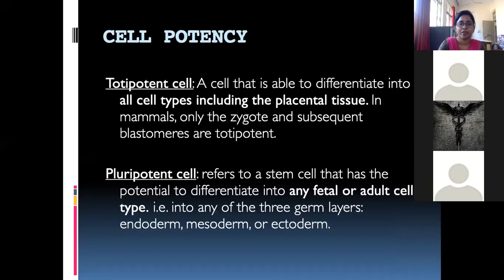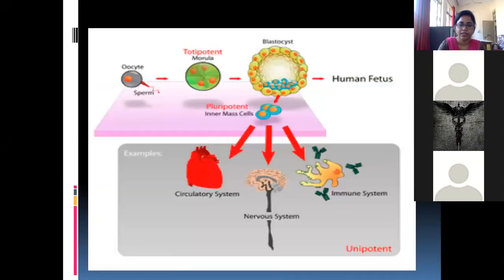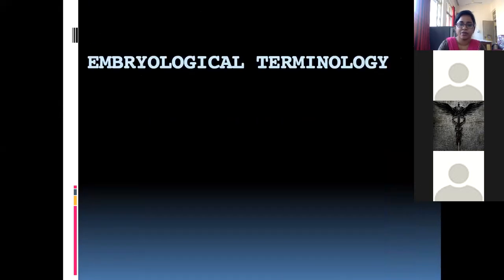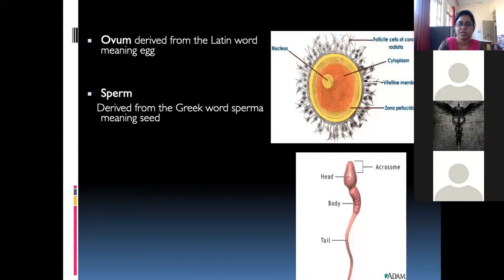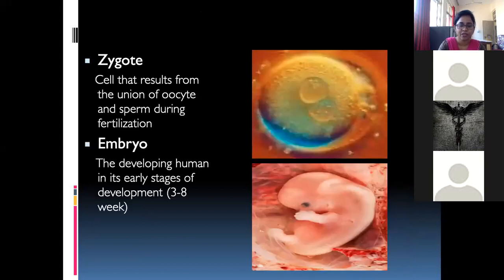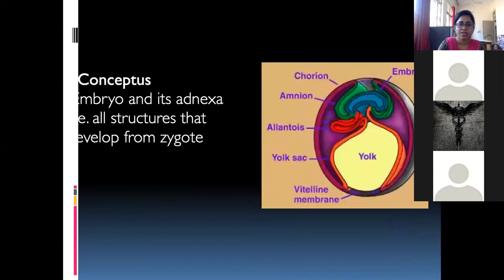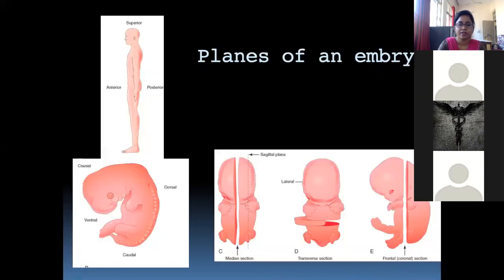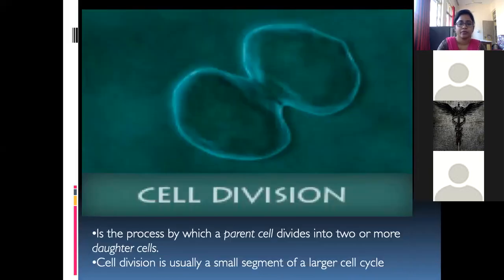apoptosis, right? Examples of multipotent cells and unipotent cells. We talked about what is ovum, what is sperm, zygote, embryo, conceptus, and primordia. Okay. We also discussed about various planes of an embryo, and we came to cell division.